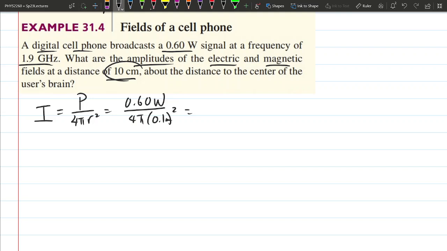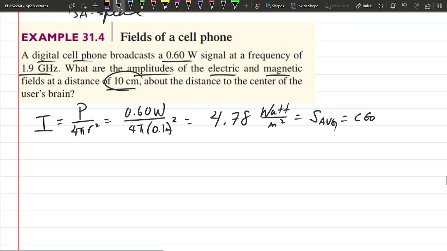If we calculate what that is, 0.6 divided by 4 times pi times 0.1 squared, this has an intensity of 4.78, with units of watts per meter squared. And remember, this is equal to the average Poynting vector, which is equal to c times epsilon naught times the electric field strength squared over 2.